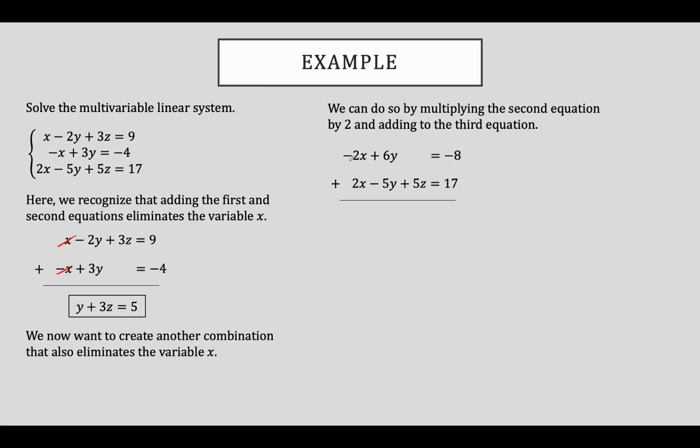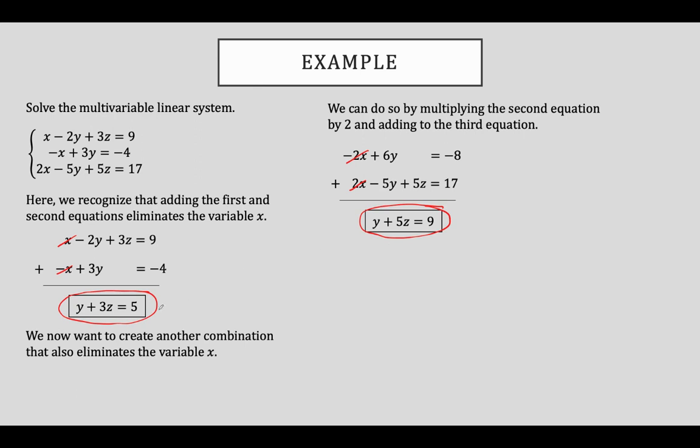Negative 2x plus 2x, those are going to add to 0. 6y plus a negative 5y is going to give me 1y plus 5z is equal to negative 8 plus 17, which is 9. y plus 5z is equal to 9. So we now have these two new equations that only have the variables y and z. What we just did is generate a system with two equations and two unknowns.